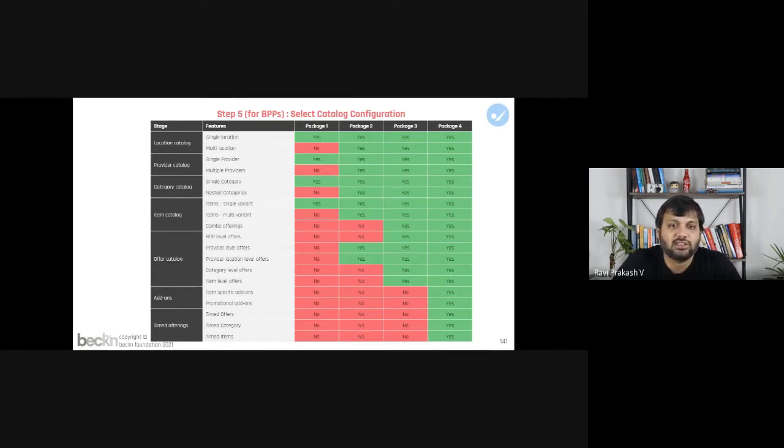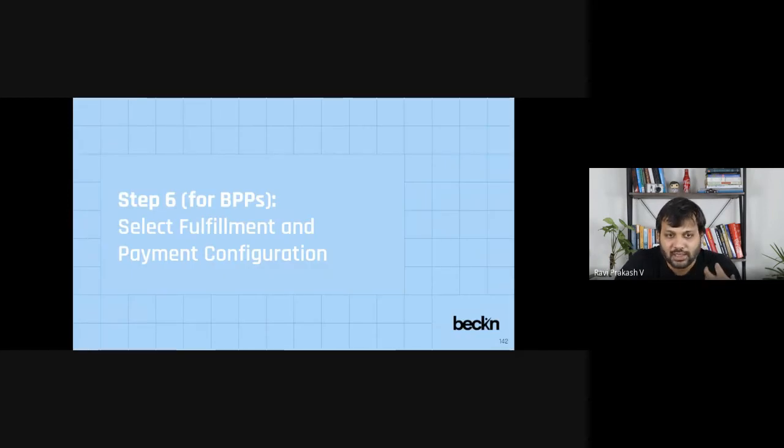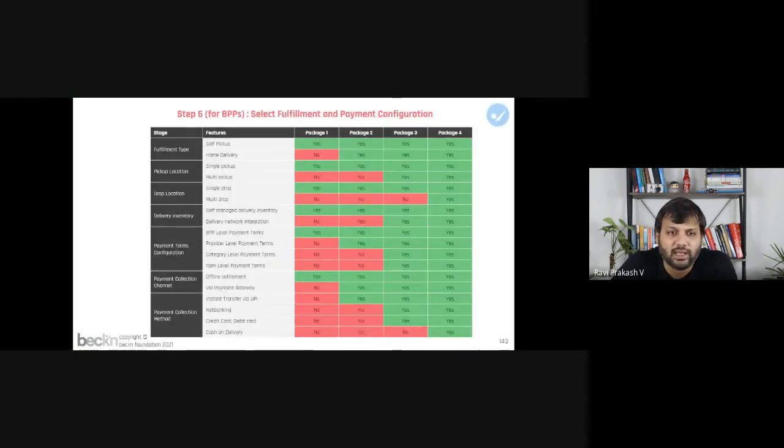But this organization is not going to be just restricted to a catalog. He'll also have to configure his fulfillment and payment configurations as well. So there is an additional step for BPPs where they are selecting what sort of fulfillment they want to enable. Do you want to enable single pickup, single drop, single pickup, multi drop, multi pickup, single drop, multi pickup, multi drop?